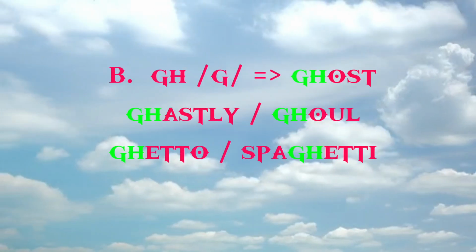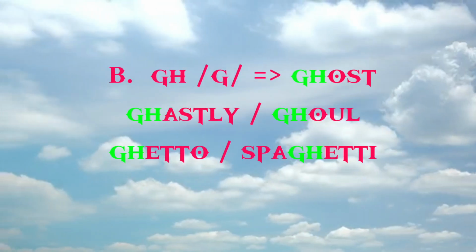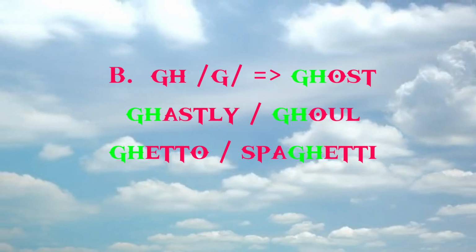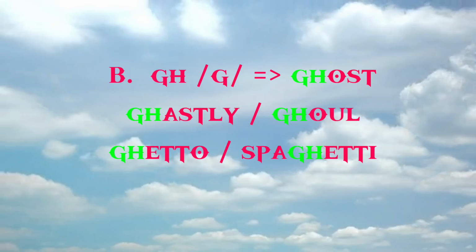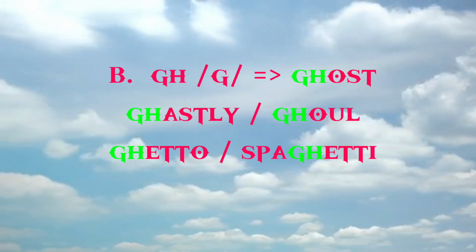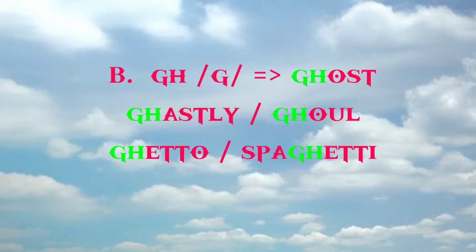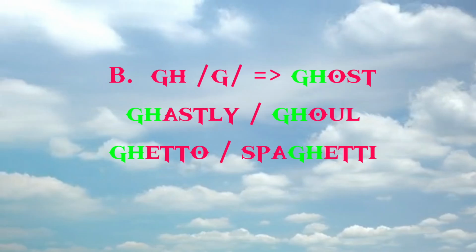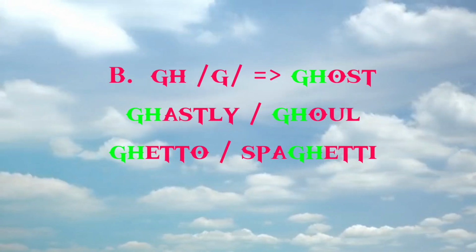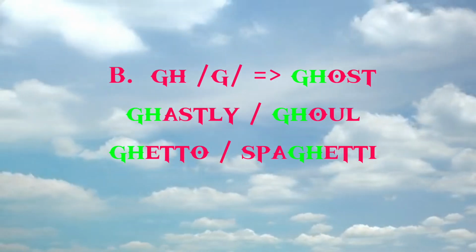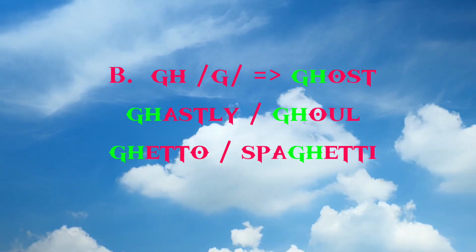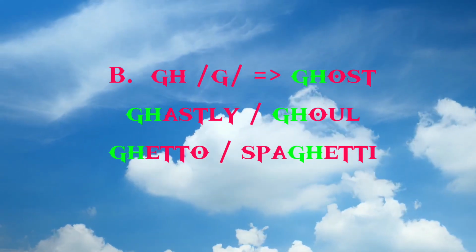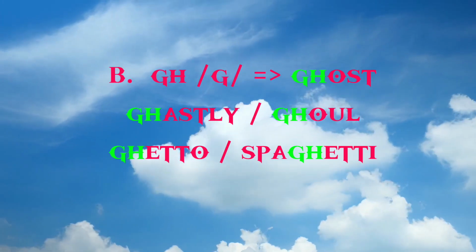All right, dear followers, now we move to the second part, which is GH pronounced as the sound G. Normally it comes at the beginning of the word, and it is often for words that are derived from foreign languages. For example, ghost, ghastly, ghoul, ghetto, and spaghetti.